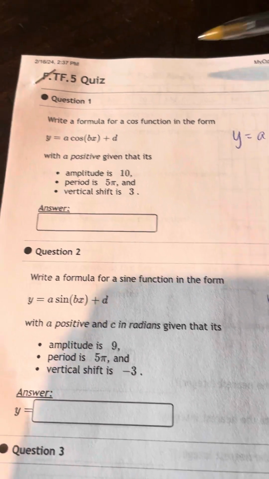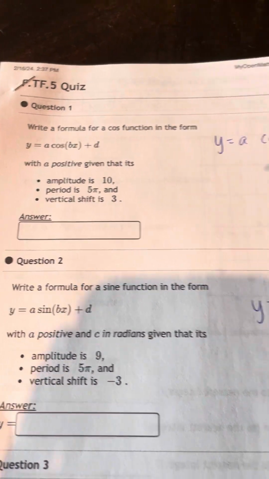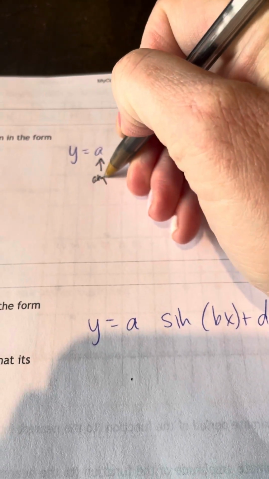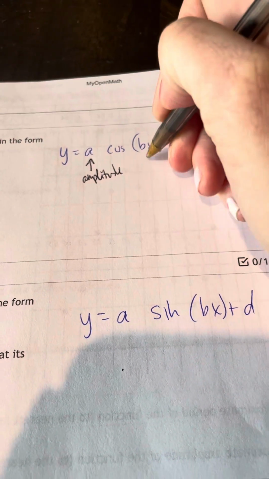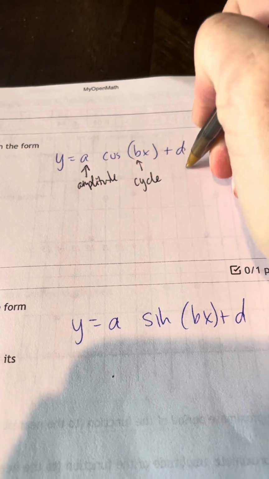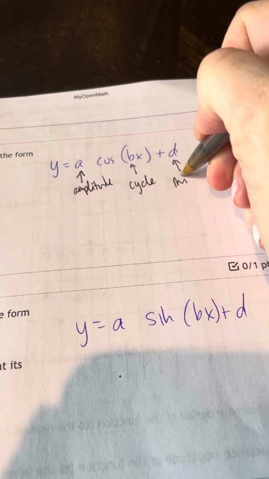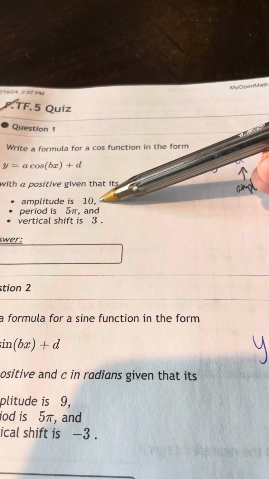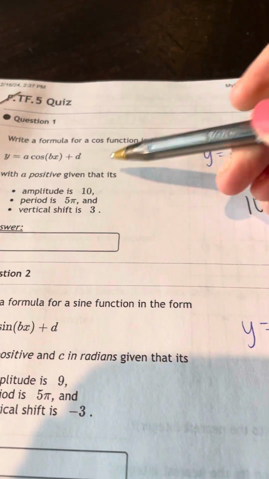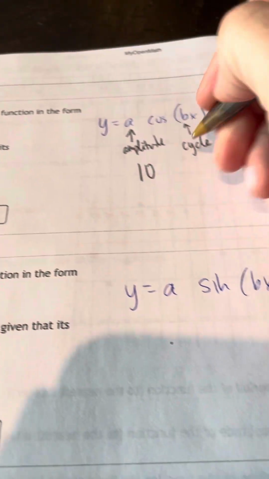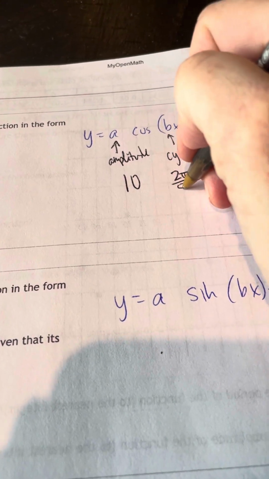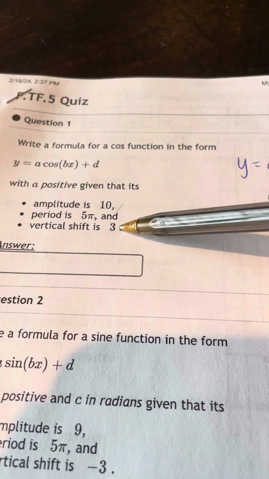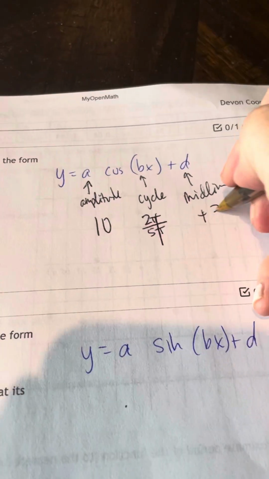All right, so if we were looking at this information, we should know that this A is our amplitude. This is my cycle, and this is my midline, or vertical shift in this case. So it says my amplitude is 10. This one says the period is 5 pi. Well, cycle is 2 pi over the period, so that's going to be 2/5. And then it says 3, and so that's positive 3.